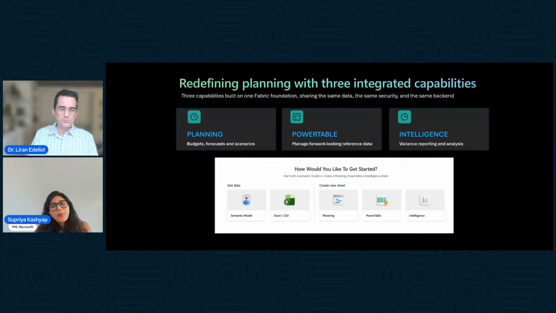We also have Power Table, which is our reference data management tool. And you will see in a minute why it makes sense to have Power Table sitting in the same estate as planning is and what benefits it provides. And lastly, we also have intelligence, which is our variance reporting and analysis within the Fabric Plan. So one foundation, 3 jobs. With that, I hand it over to Liran to take you through how the product works in real world.